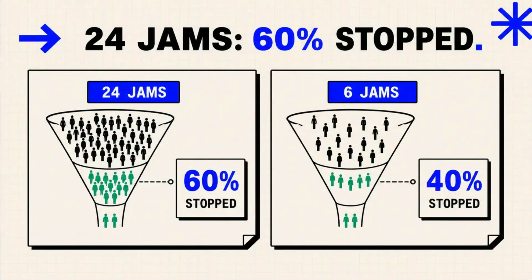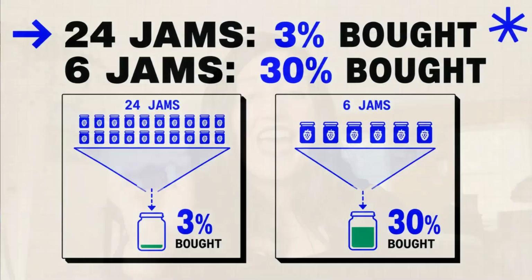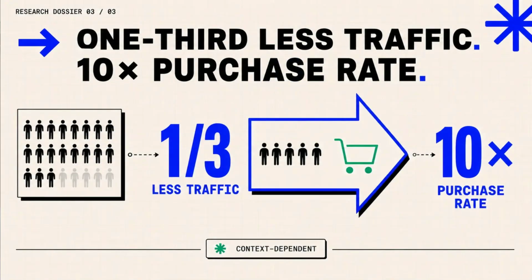So 60% of shoppers who walked past 24 jams stopped, whereas only 40% stopped for 6 jams. Now, stopping is one thing, but we want to make money. So of those who stopped, only 3% actually bought something at the 24 jam display. But this part's super interesting. At the 6 jar display, 30% purchased a jar. So that is 50% less traffic, but 10 times better conversion.